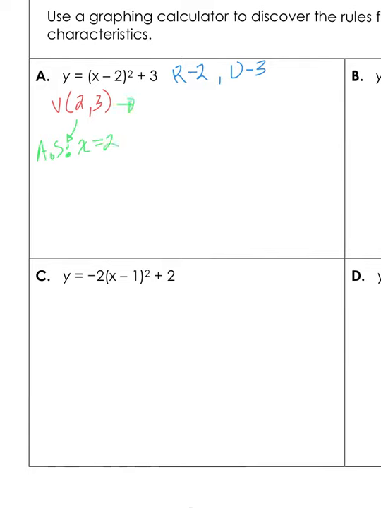And then from the y value of the vertex, I can get my max or min. Well, because a is 1 and that's positive, I know that my parabola opens up. So I'm going to put here, opens up. So because it opens up, we have a minimum. And the minimum is going to equal the y value of the vertex.